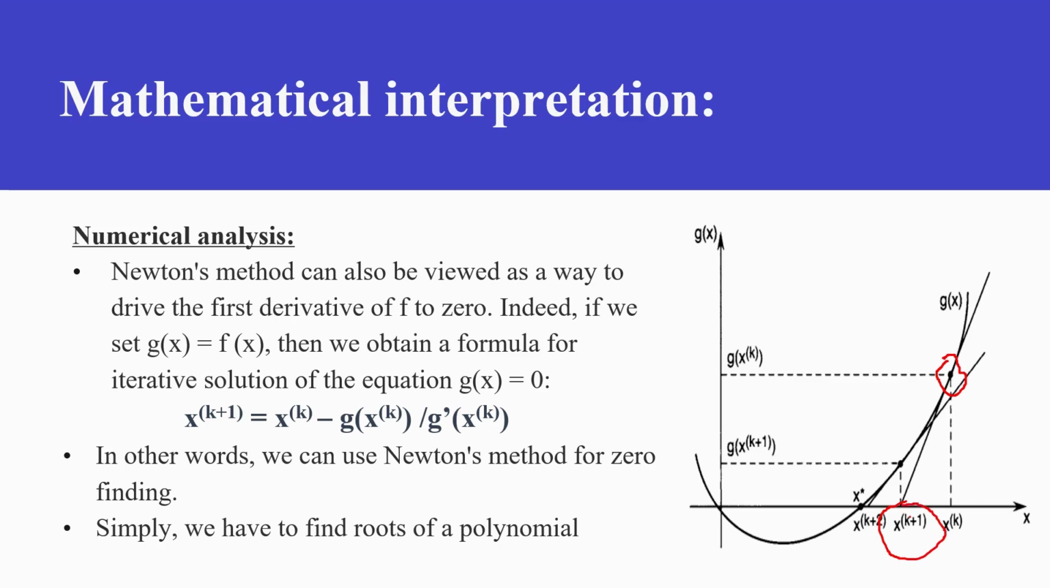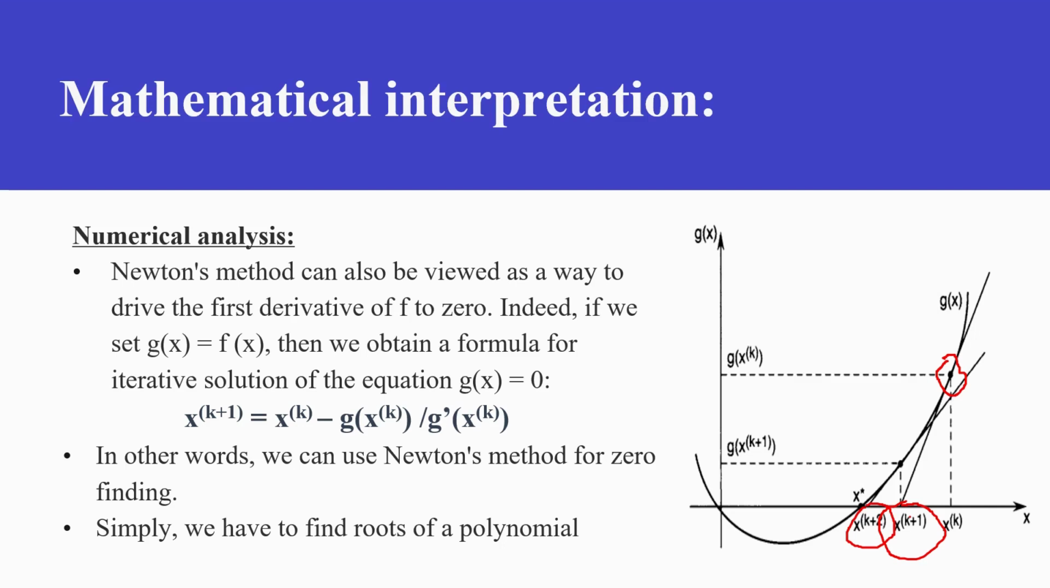Now consider this point also present on the g(x) function, and then draw another tangent at the x_{k+1} point. It also meets the x-axis at another point, x_{k+2}. Similarly, if we iterate this procedure, we will approximately reach the root of the function.